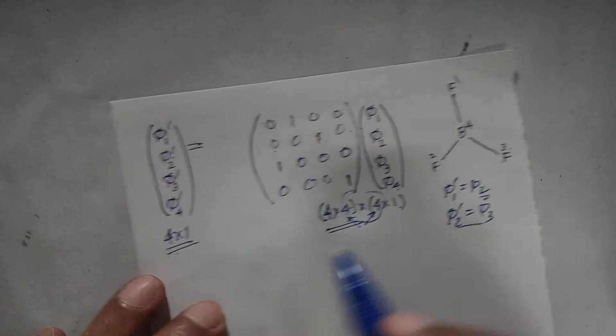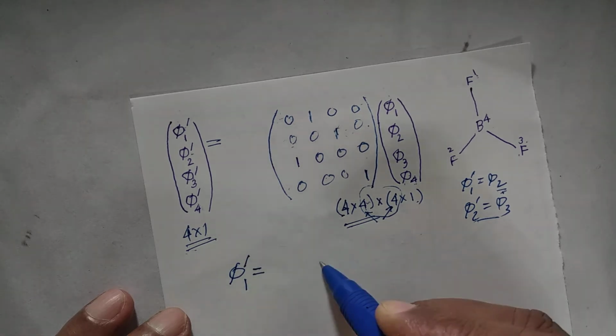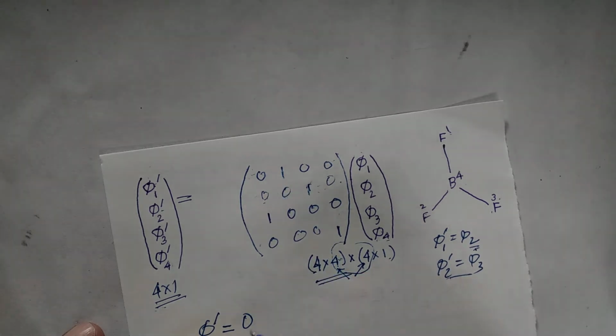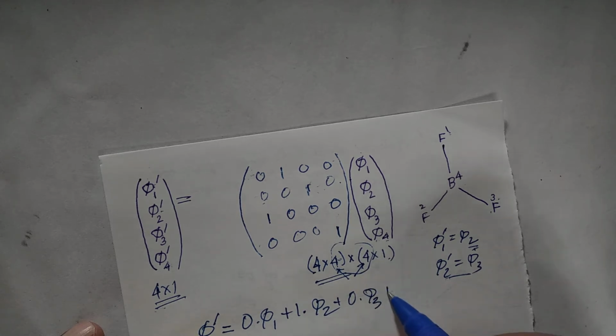So these are actually four linear relations. Phi1 primed is 0 into phi1 plus 1 into phi2 plus 0 into phi3 plus 0 into phi4.